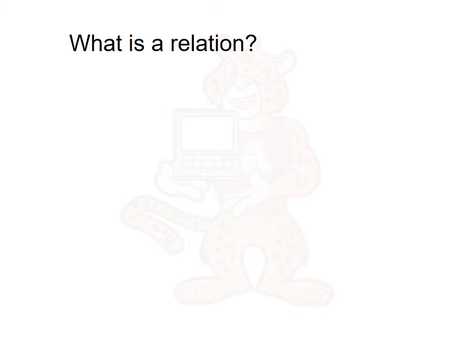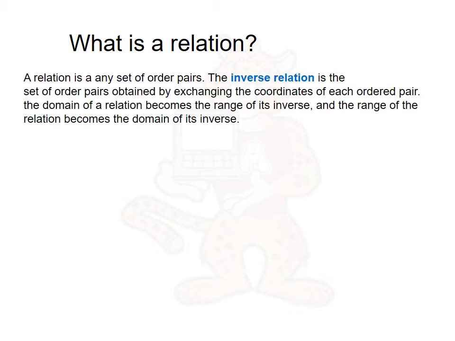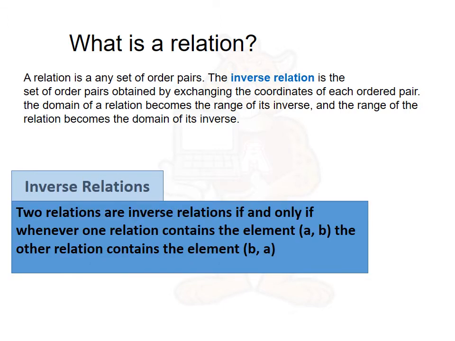What is a relation? A relation is any set of ordered pairs, any. And the inverse relation is the set of ordered pairs obtained by exchanging the coordinates of each ordered pair. The domain of the relation becomes the range of its inverse, and the range of the relation becomes the domain of its inverse. So here we have a formal definition for inverse relation. Two relations are inverse relations if and only if, whenever one relation contains the element (a, b), the other relation contains the element (b, a).